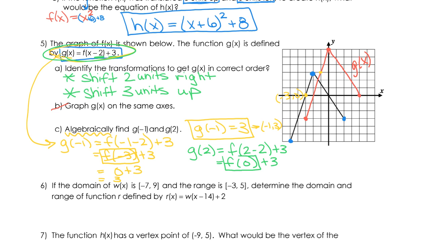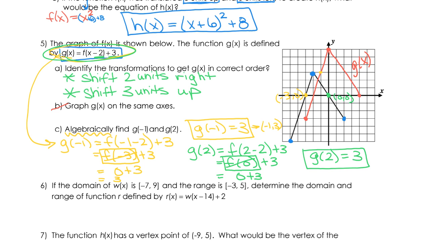We're going to go to our graph, and we're going to try to see if we can find f of 0. So 0, and we're actually already on the graph. The coordinates of this point here are 0, 0. And so f of 0 is actually 0. And then plus 3 makes that 3. And so we could say g of 2 is equal to 3.